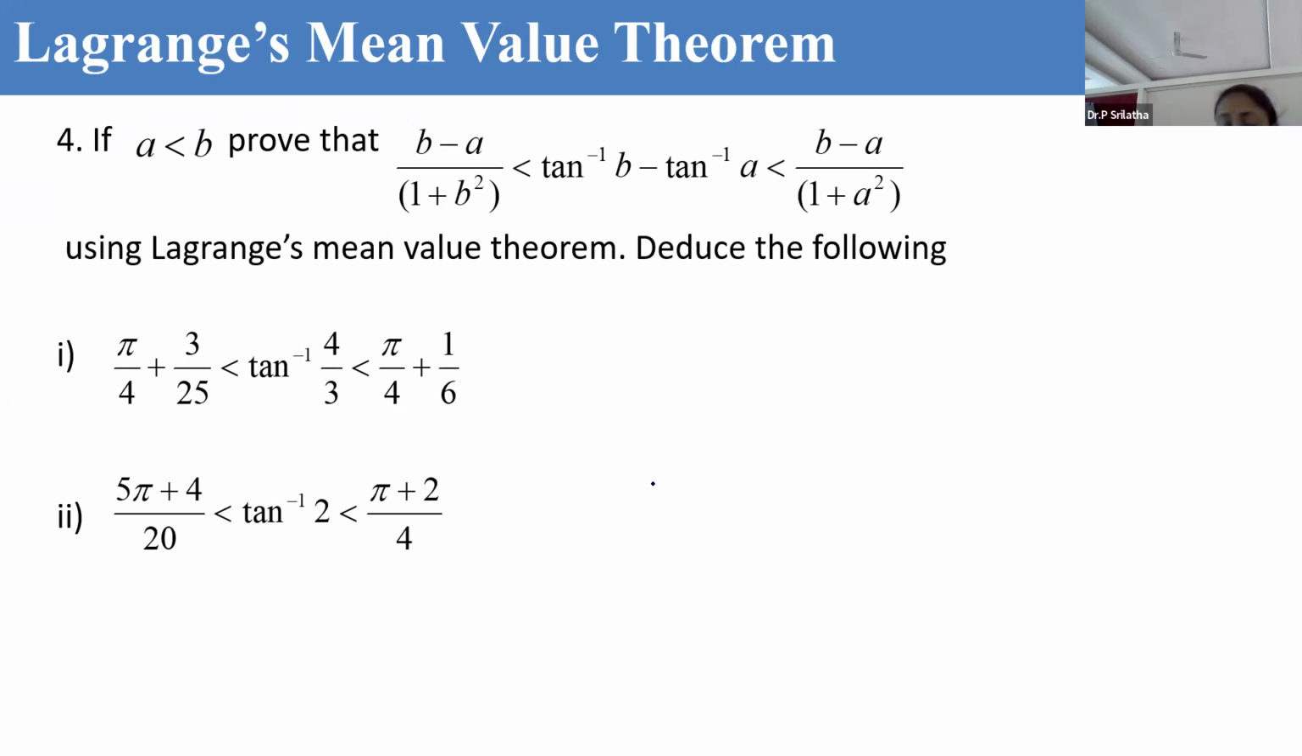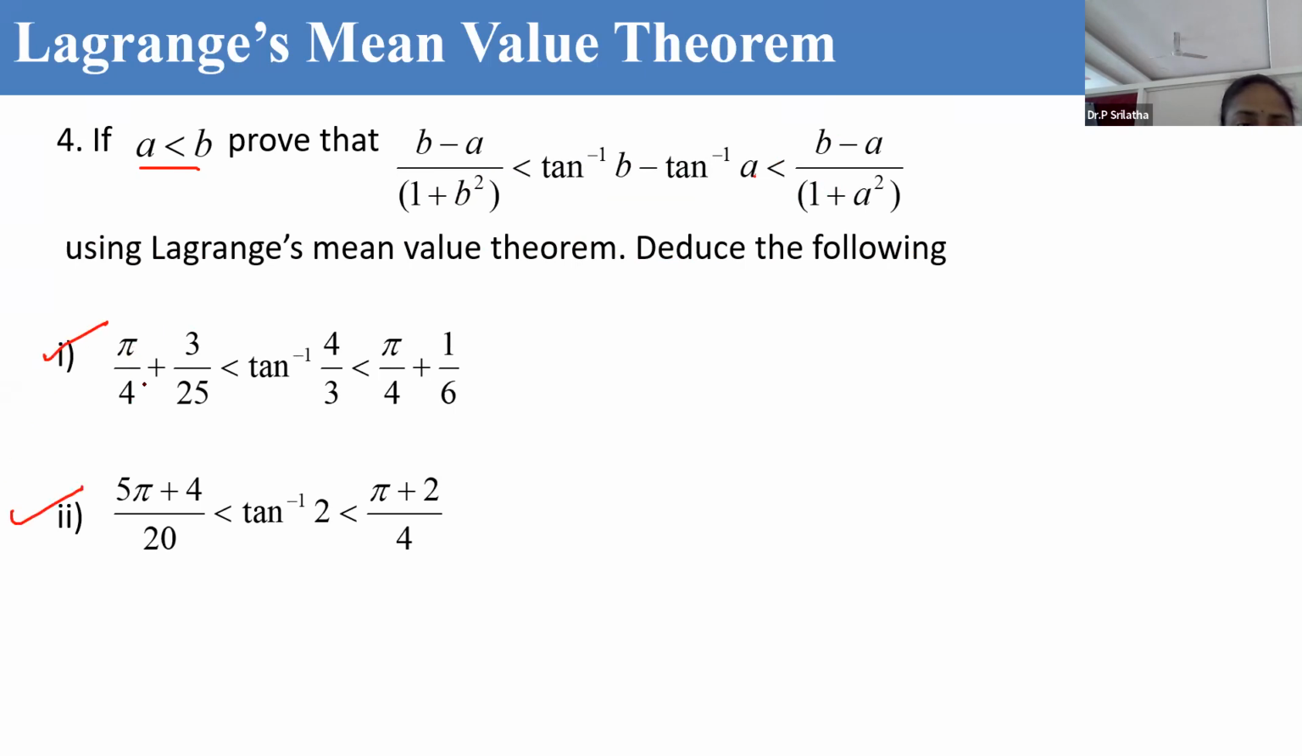So what we have discussed in the previous class, already we have done this problem, right? If a less than b, prove that (b minus a) divided by (1 plus b square) is less than tan inverse b minus tan inverse a, which is less than (b minus a) divided by (1 plus a square). Using Lagrange's mean value theorem, deduce the following. So here we have two deductions.